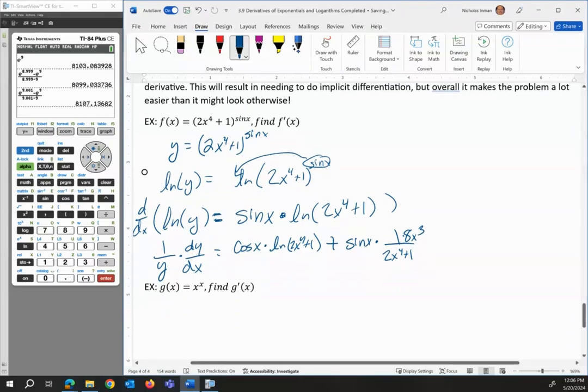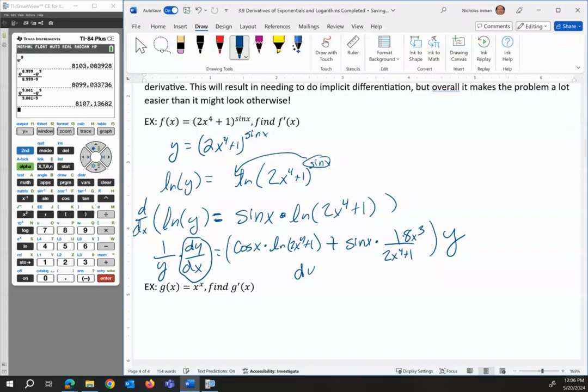From here, we need to go ahead and get that derivative by itself. So I need to multiply both sides by y. And so last but not least, we do in fact know what our y is equal to. It's equal to this wonderful equation. So my y becomes (2x^4 + 1) to the power of sine of x, times this giant thing.